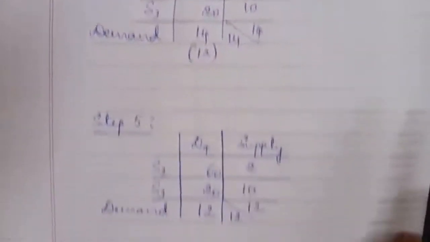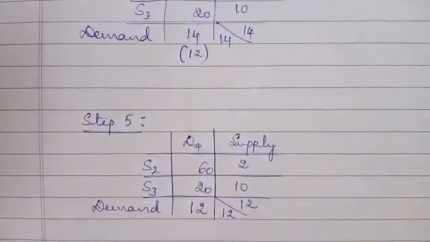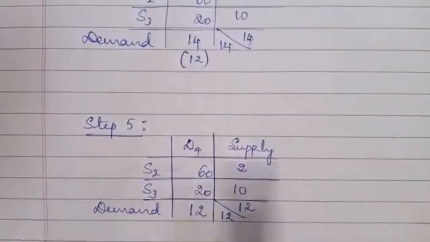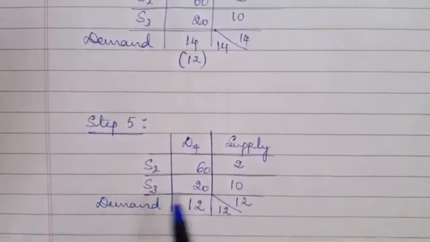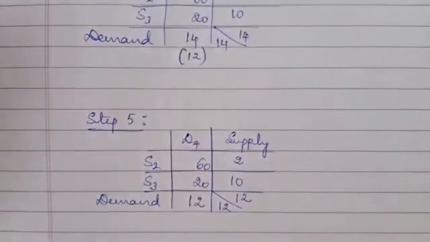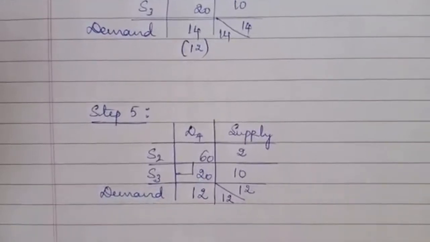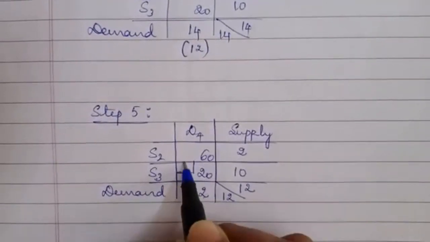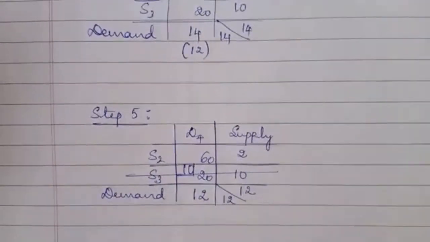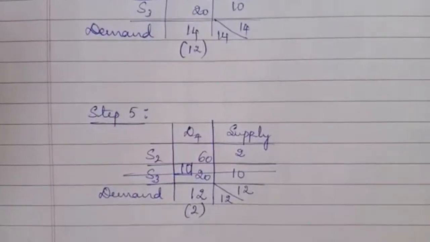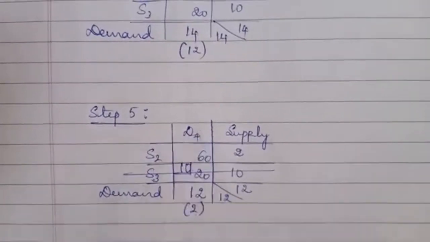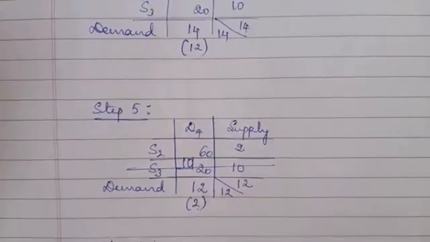Now we will move on to the next step, step 5, where we have S1 got eliminated. We have S2, S3 and D4. So out of 60 and 20, 20 is the least cost cell. Out of 10 and 12, 10 is least. So we have given here, we are left with 2 demand from destination 4.